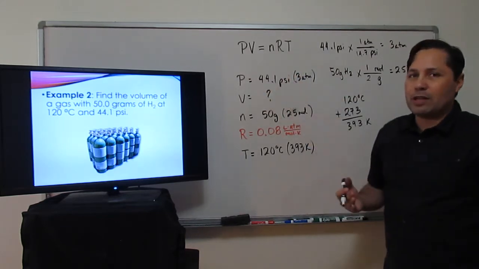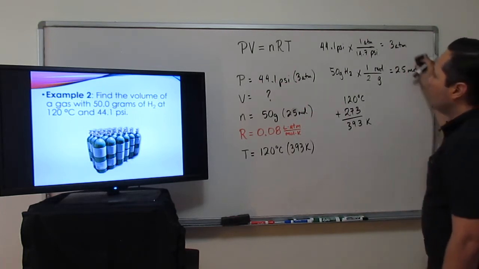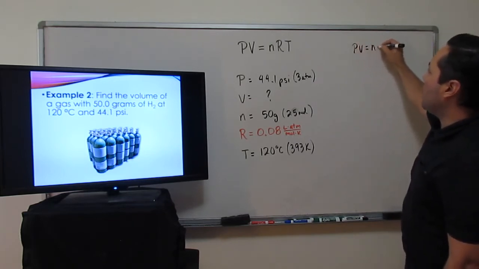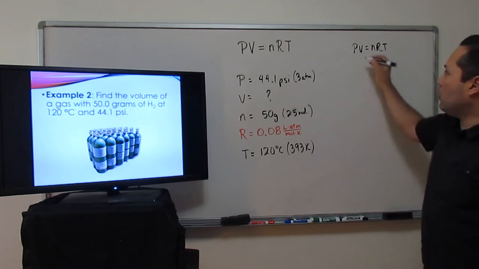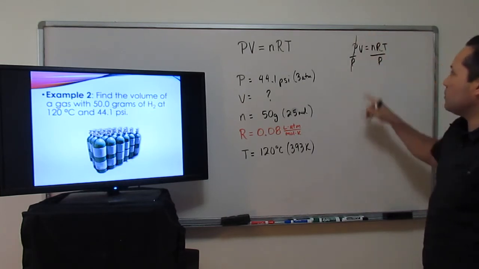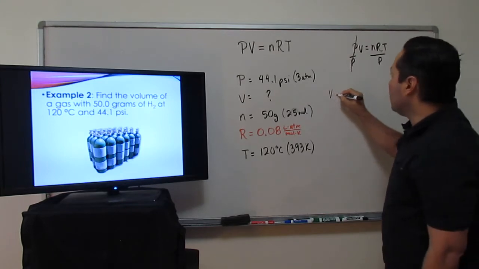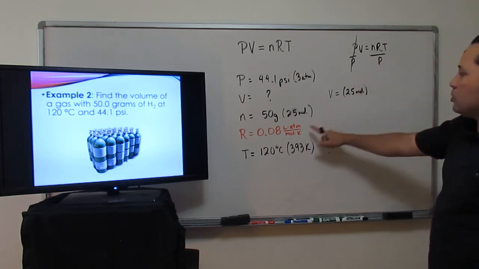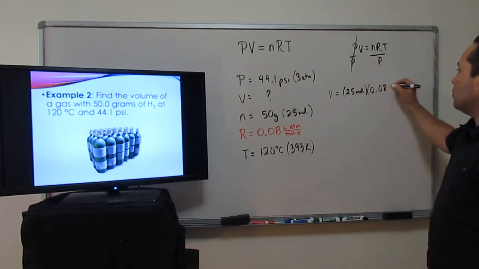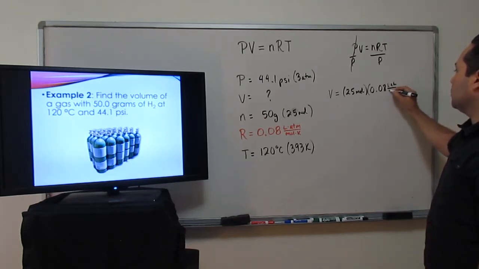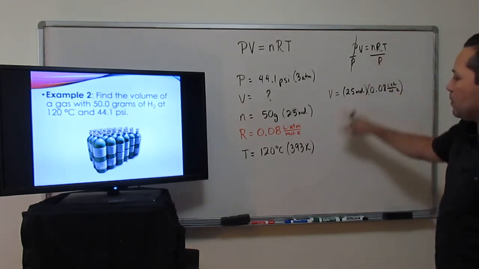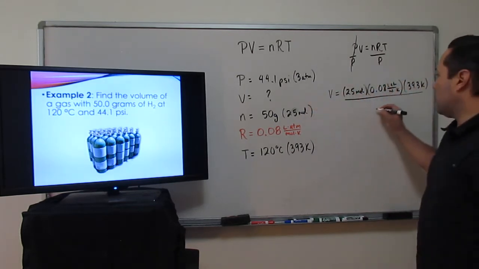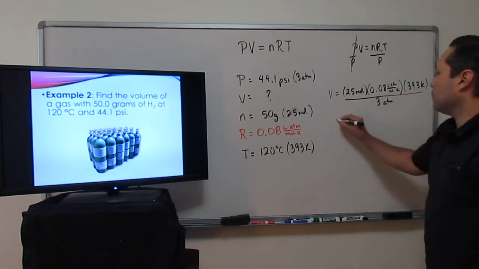Now we can go ahead and plug it into the ideal gas equation and solve for the volume. For the volume, I want to isolate it. So in our formula, PV equals nRT, I want to isolate the volume. So I want to divide both sides by the pressure so they cancel out, isolating the V. So it's going to be V equals n, which is 25 moles, R, which is our constant, always this value, temperature, 393 Kelvin, and finally, pressure. Pressure is 3 atm.